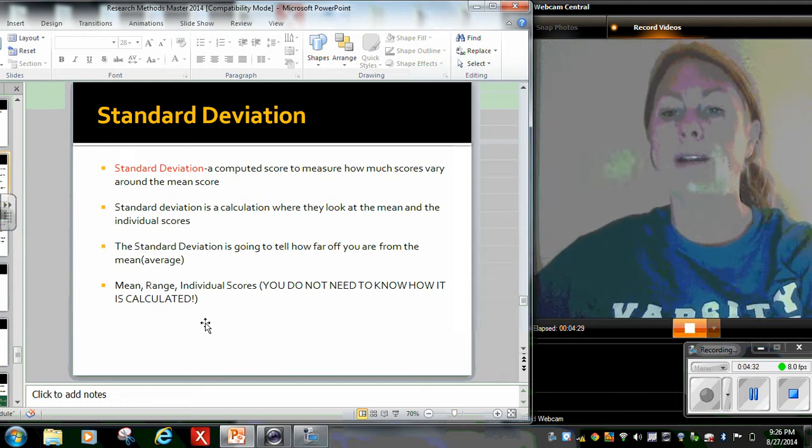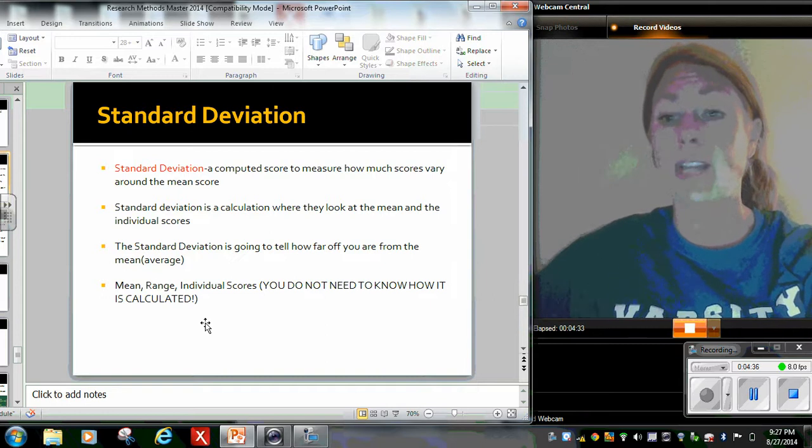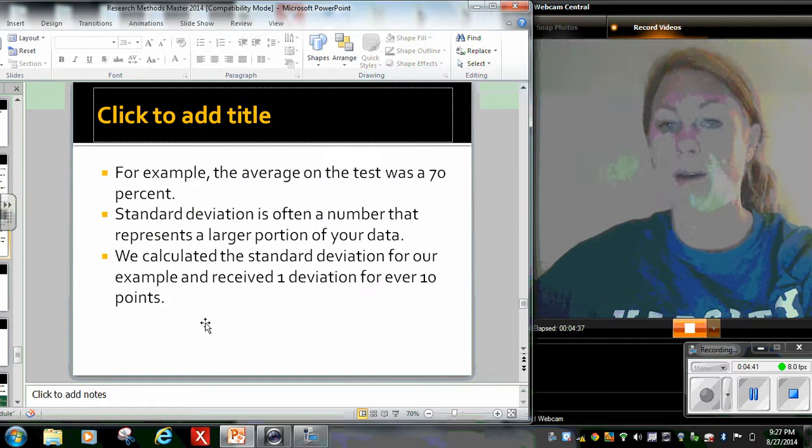You do not need to know how to do this. Okay? You just need to know what standard deviation actually means and kind of be able to apply it to a scenario.